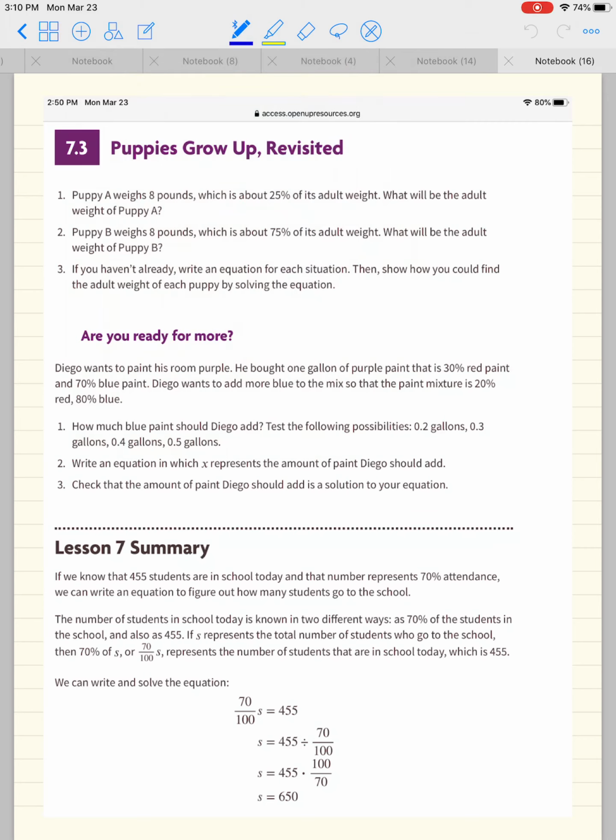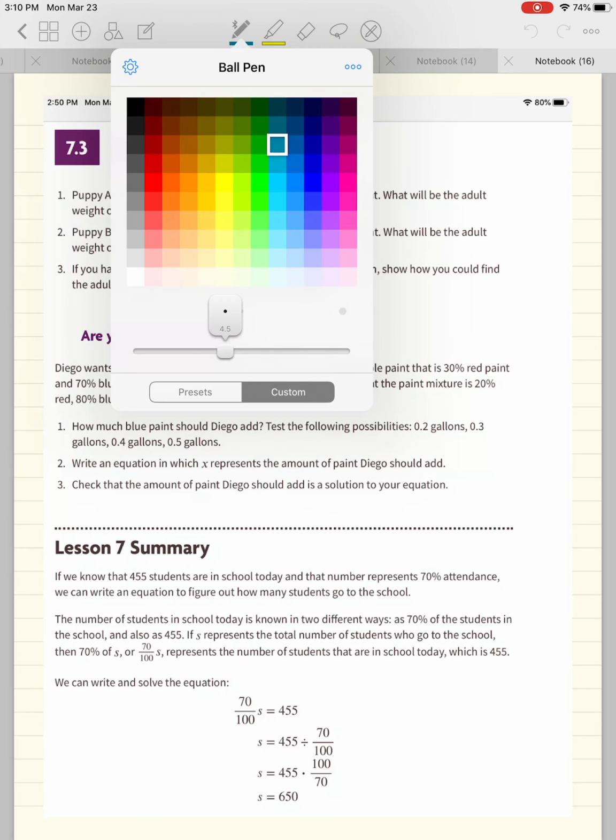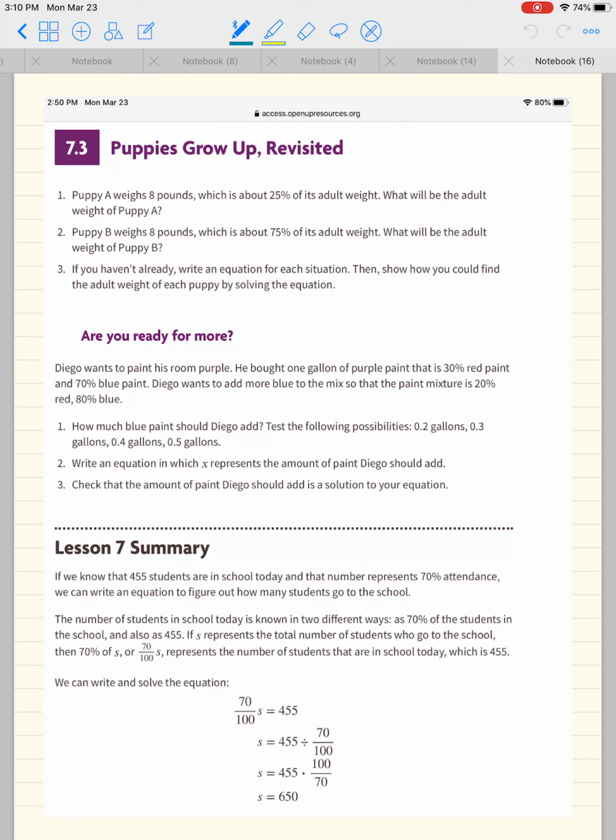Okay. Puppies grow up revisited. I love puppies. I'm so excited we get to talk about puppies in math. Let's see. Puppy A weighs 8 pounds, which is about 25% of its adult weight. What will the adult weight of puppy A be?